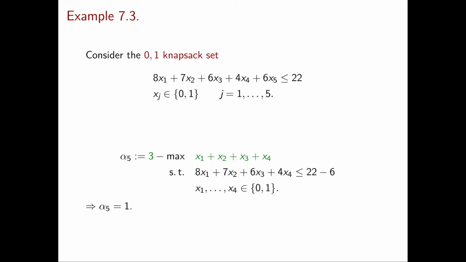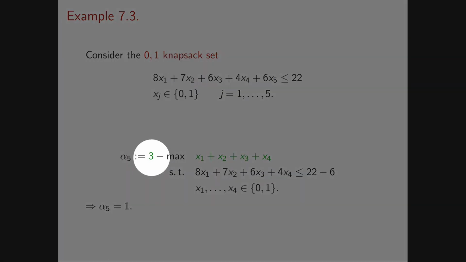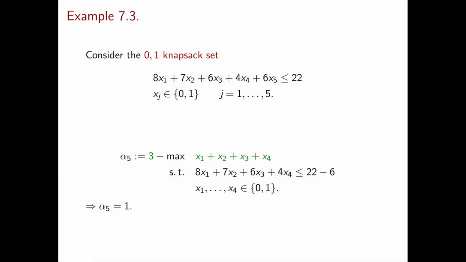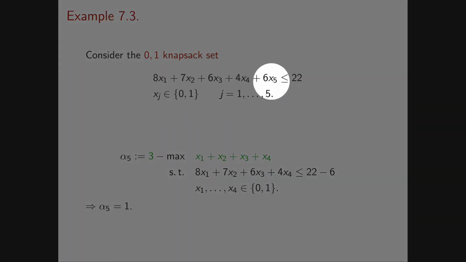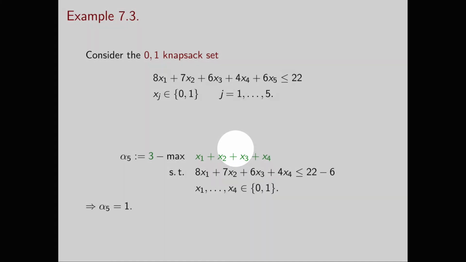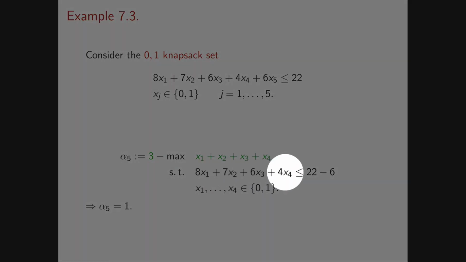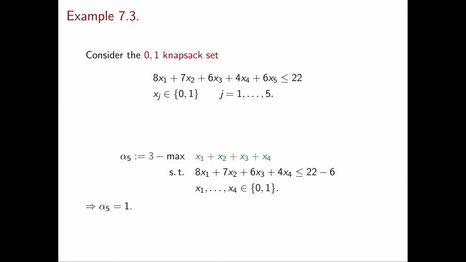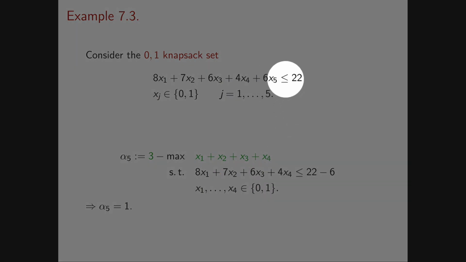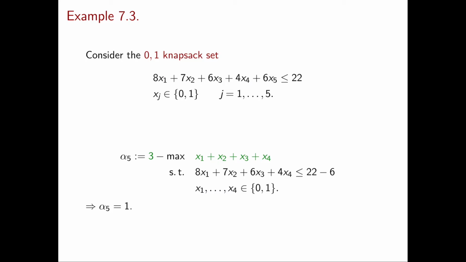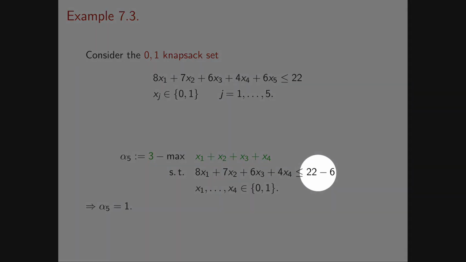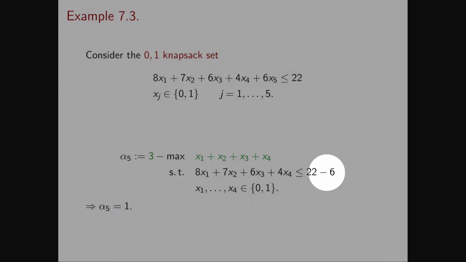So we pick the right hand of our original minimal cover inequalities minus the max of the left hand of the inequality, such that the feasible region of the problem in the proposition is the original feasible region, but where we set, in this case, x5 to 1. So we have the same inequality until 4x4, but then we have plus 6 less than or equal to 22. Therefore, if we bring the constants to the right hand, we have that the left hand is less than or equal to 22 minus 6.